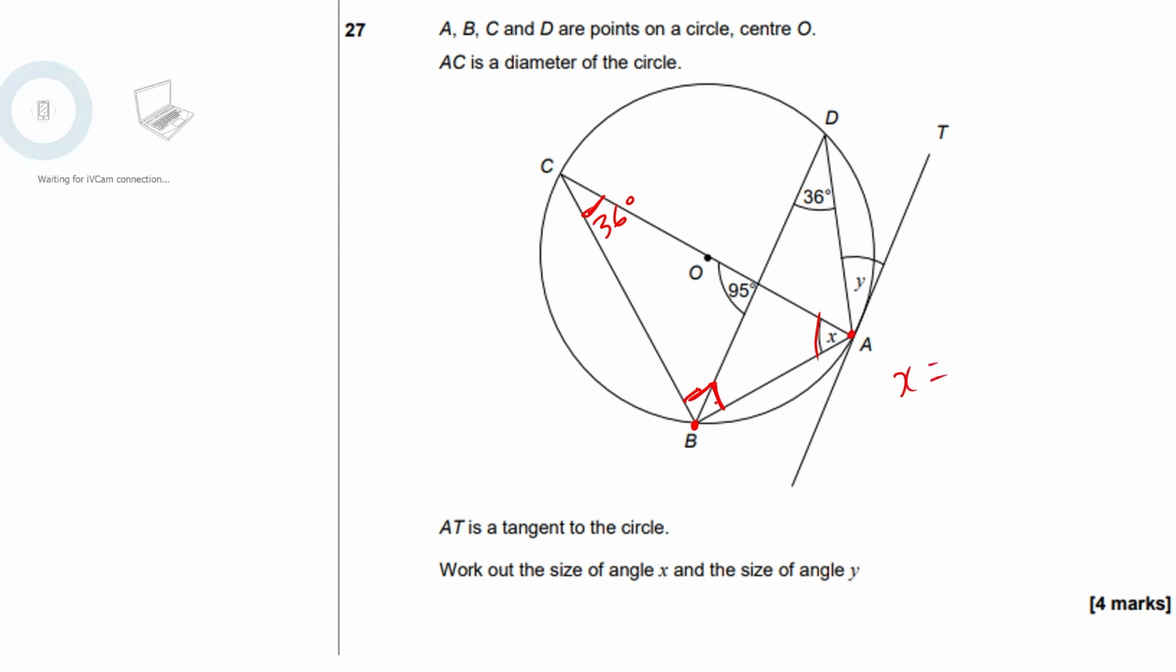So the size of X is going to be what? 180 take away 90 take away 36. So the angle X is going to be 54 degrees. Okay, so we know that's going to be 54 degrees.